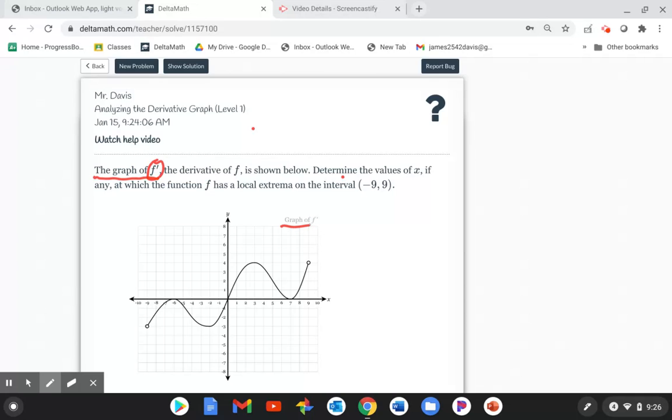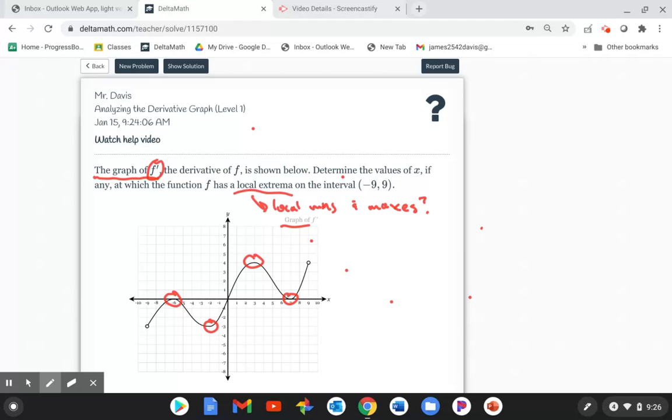It works a little differently than the graph of f, which I'll explain here, but the question on this one is to determine the values at which the function has local extrema. Local extrema just means local mins and maxes. So where does this function have local mins and maxes? Now we don't know the actual function, so your first instinct might be to say, well, here's a max, and here's a min, here's a min. So boom, -6, -2, 3, and 7.